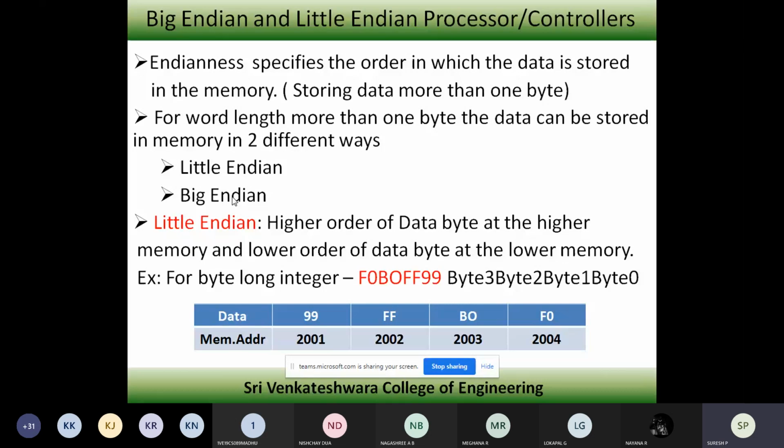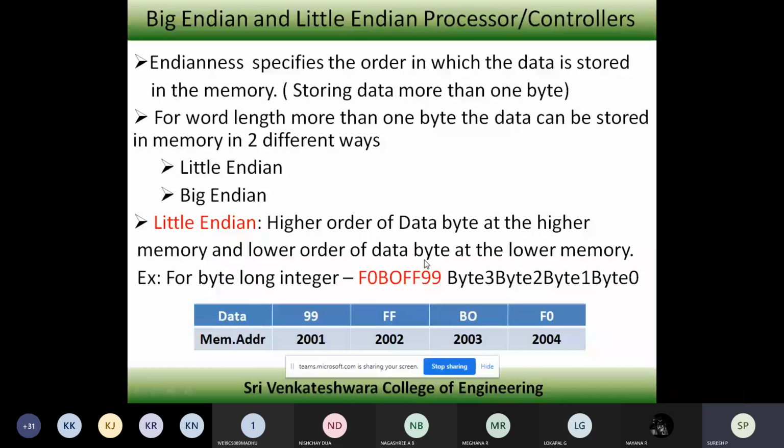Now in the little endian way, how will the data be stored? The data will be stored in such a way that the higher order data byte is at the higher memory address, and the lower order data byte is at the lower memory address.